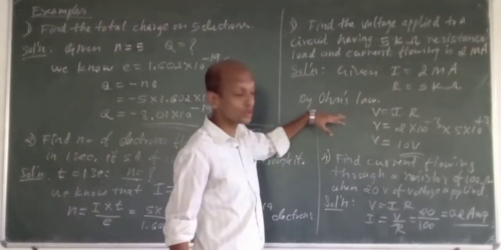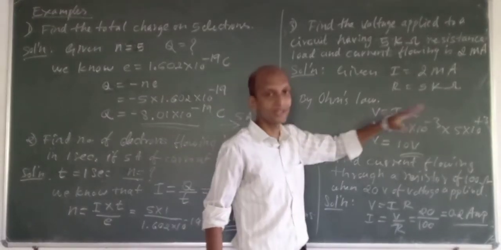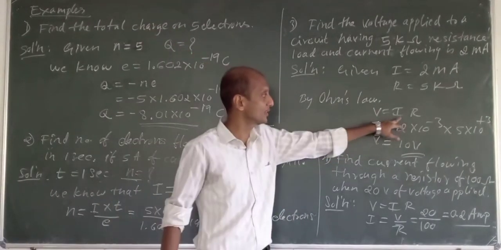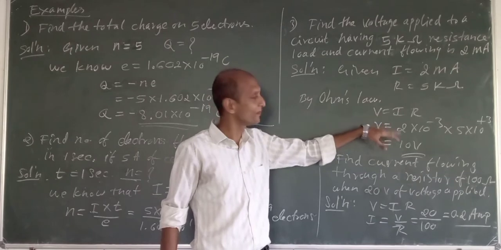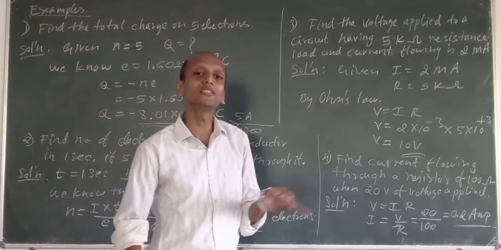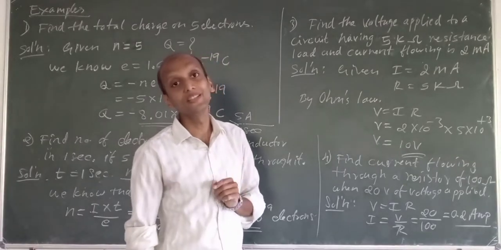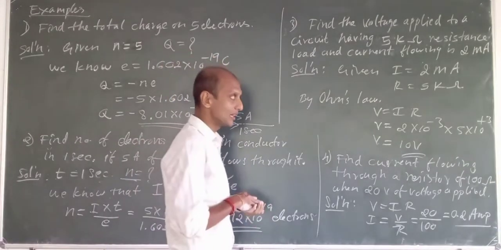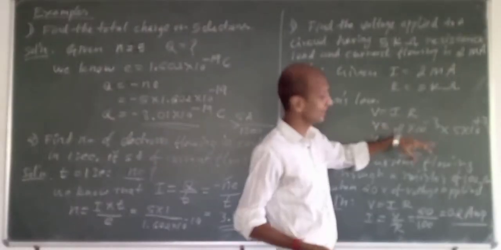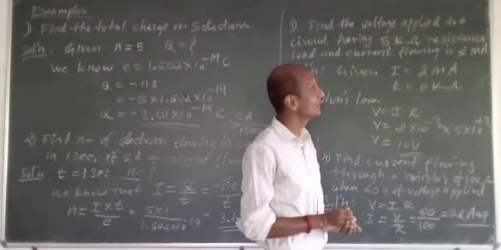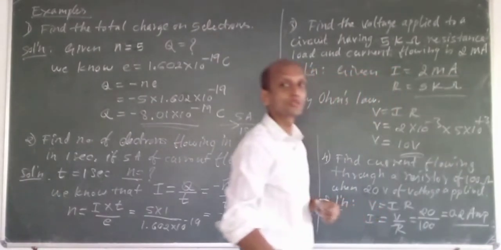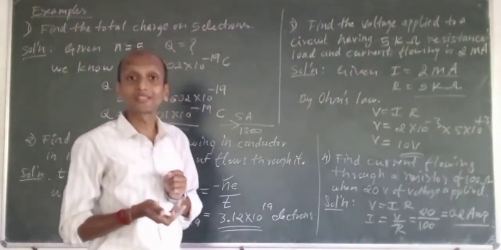By Ohm's law, we know that V is equal to I into R. Current flowing through the circuit is directly proportional to the voltage applied. R is the proportionality constant, that is, the resistance of the circuit. Fine? So now we have to put the values of I and R to get the voltage. Here 2 milliamperes, 5 kiloohms, so that we have to concentrate on.